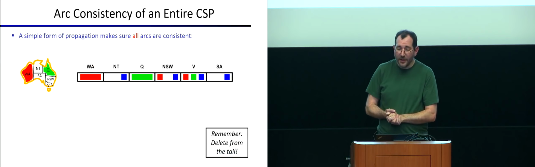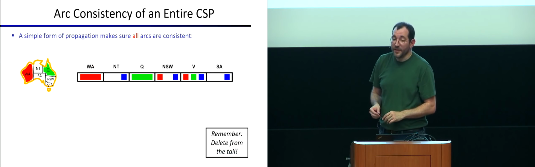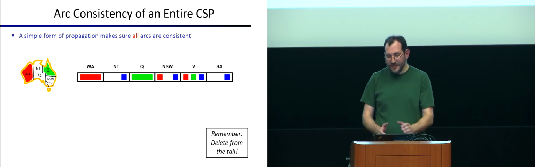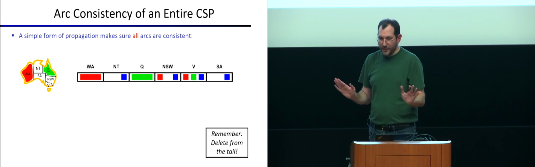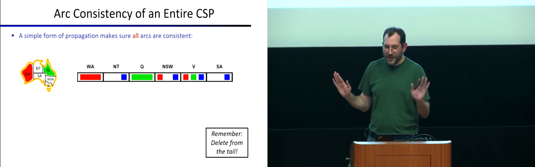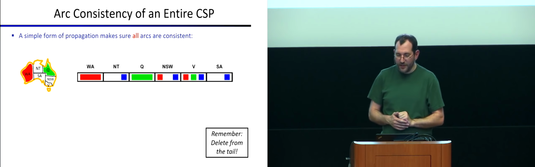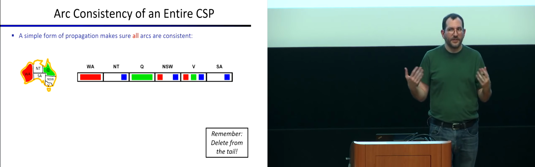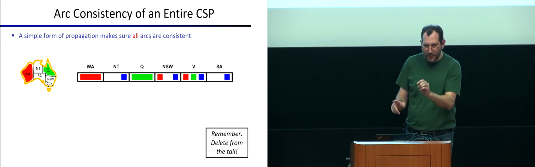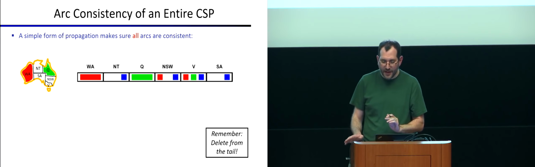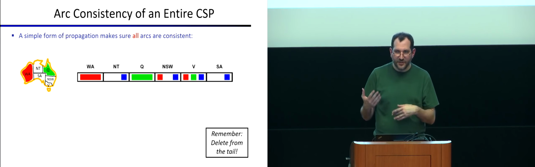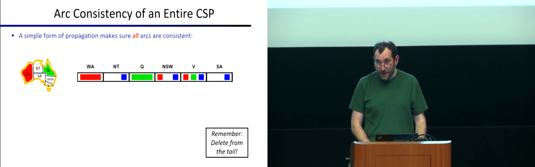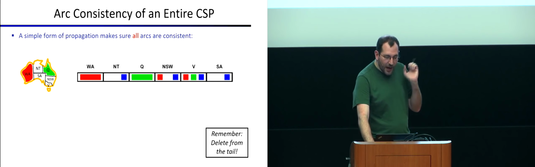So we can talk about arc consistency of an entire CSP. So let's look at this. This is a CSP that's sort of in the middle of the movie here, okay? WA and Q have been assigned, red and green, and that's shown on the map as well. NT, NSW, and SA have had their domains reduced by some previous pruning. So they haven't been assigned yet, even though some of them only have one value left. They haven't been assigned, but they're in various stages of having been filtered. And so what we can do is look at this and say, all right, here's a partially assigned CSP. I can go visit arcs.